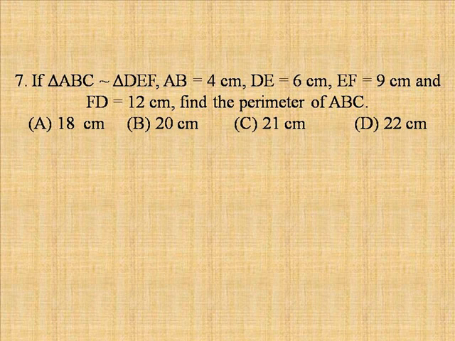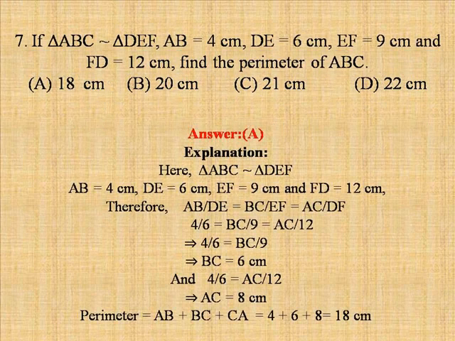Question number 7. If triangle ABC is similar to triangle DEF, AB equal to 4 cm, DE equal to 6 cm, EF equal to 9 cm and FD equal to 12 cm, then find the perimeter of triangle ABC. We have the corresponding sides, so we need to find the triangle ABC's perimeter. You have 4 options. So let's move to the answer. Answer is perimeter will be 18 cm, that is option A.